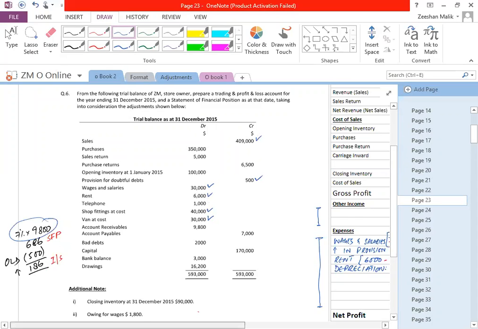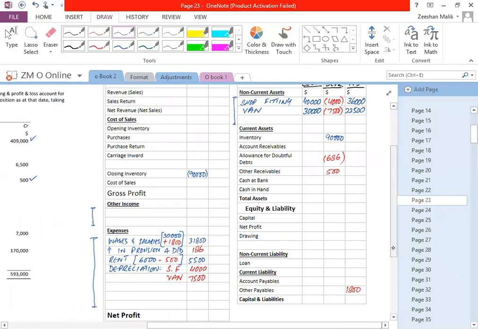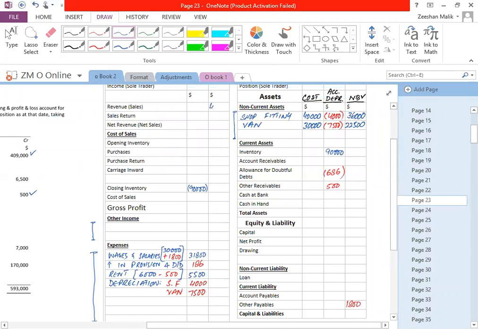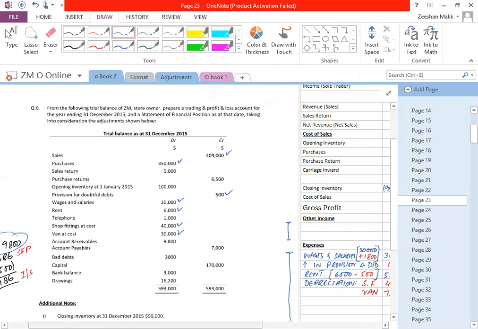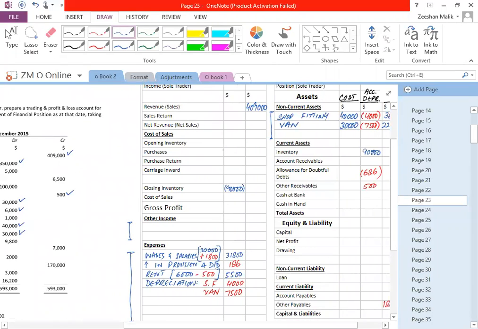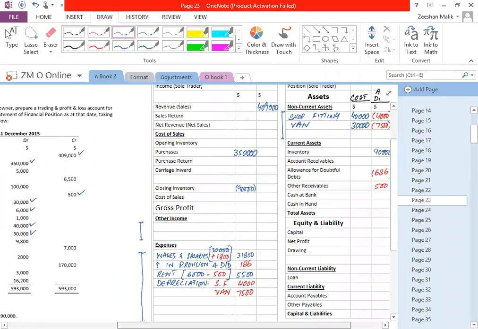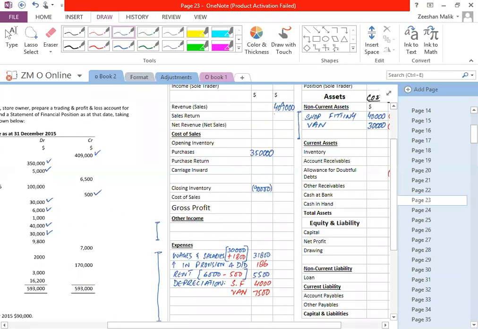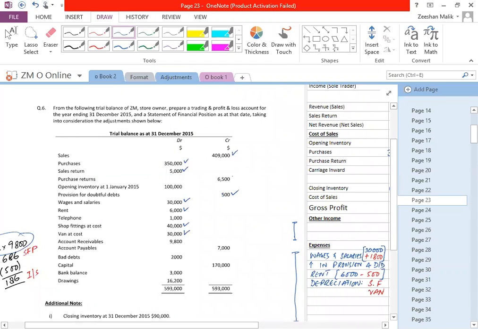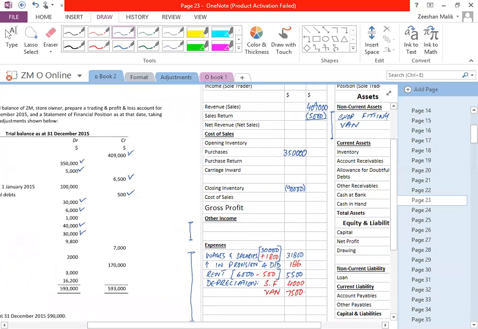राइट, लेट मी मूव। First item is sales, 409,000. Where to put sales? Sales is a part of income statement, 409,000. Next, purchases, 3,50,000. Again, income statement item, 3,50,000. Sales return, 5,000. Here, subtracted 5,000. Next, purchases return 6,500, subtracted here.